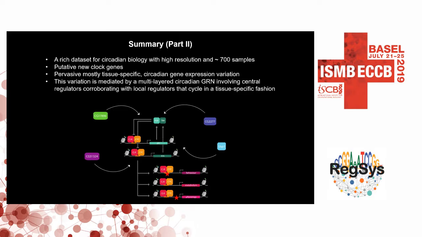And this variation seems to be mediated by a multi-layered circadian gene regulatory network involving central regulators, as already indicated, corroborating with local regulators that cycle in a tissue-specific fashion. So again, bringing all of this together, this might indicate that genetic variants that drive the circadian gene expression variation may mostly act through these local regulators to therefore affect circadian gene expression.